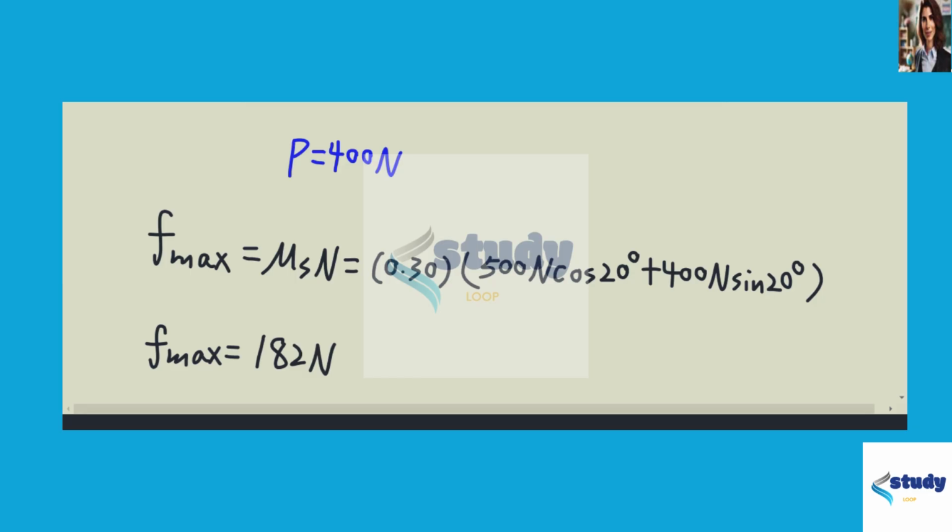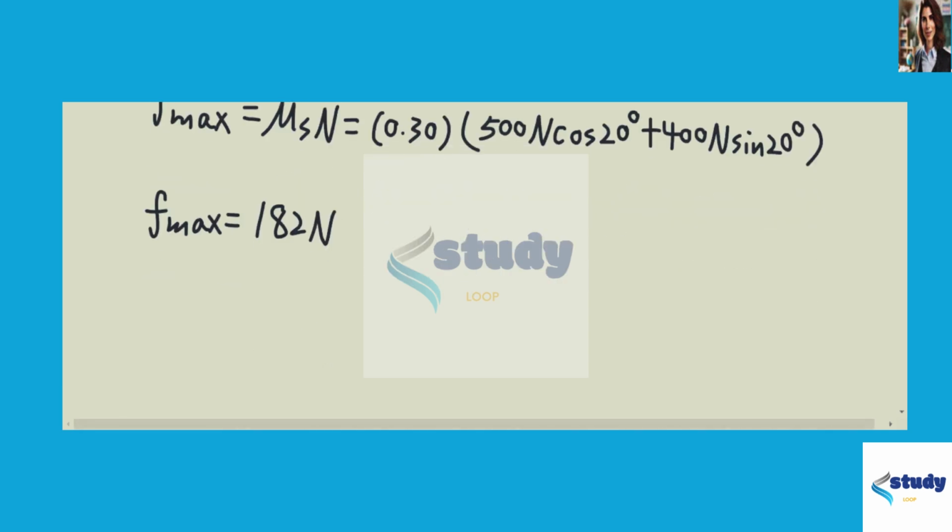Okay, so for this question, we know the force P is equal to 400 Newton, which means that the maximum friction is equal to static friction, mu s N, which is equal to 0.30 times (500 Newton cosine 20 degree plus P sine 20 degree). And we know P is 400 Newton, which means it's plus 400 Newton sine 20 degree. So eventually we have the maximum friction is equal to 182 Newton. So now let's determine the friction.